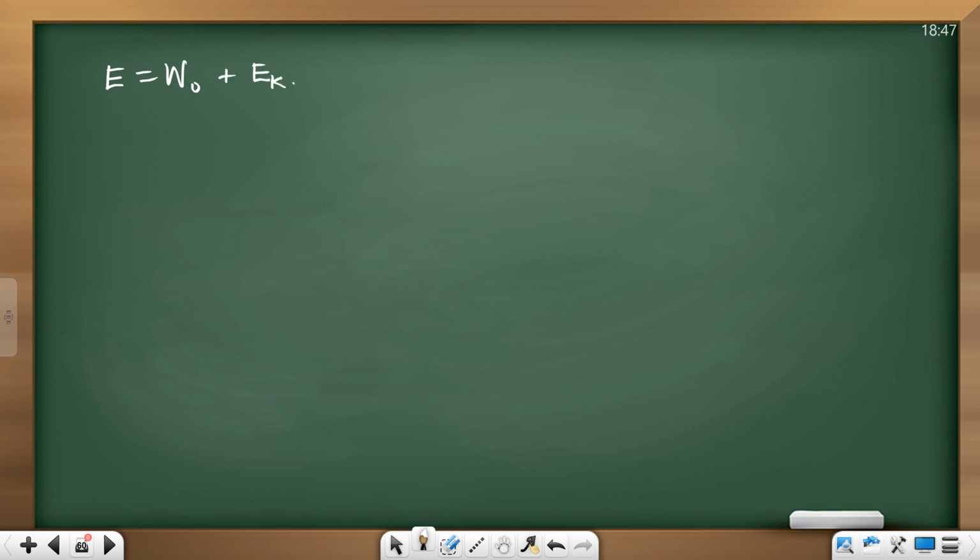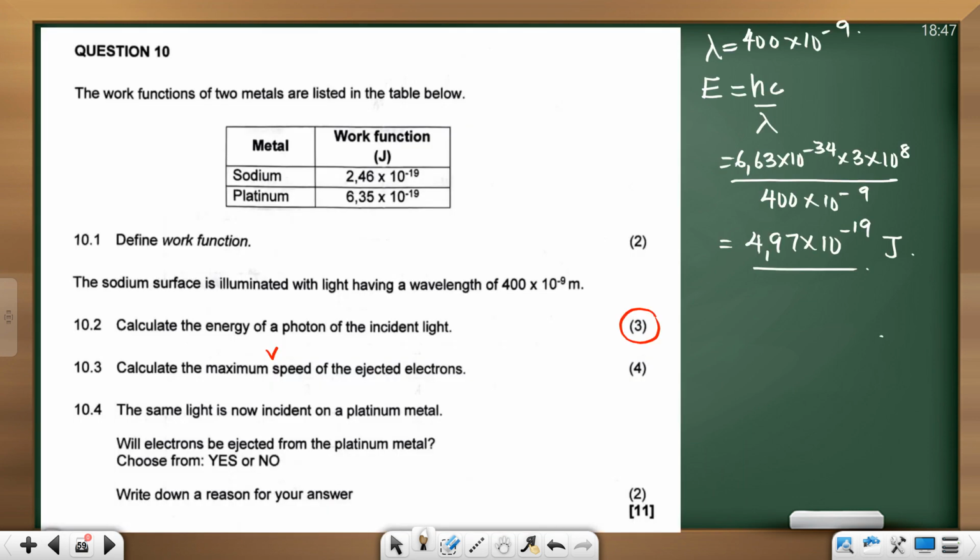Energy. By the way, this is actually easier. We already have our E; we don't need to recalculate it. What's our E? 4.97 times 10 to the power negative 19. Do we have the work function? Oh, we are using sodium, remember. Some of you forgot which one we are using. It says the sodium surface. So what's our work function? 2.46. Okay, let's bring all of those.